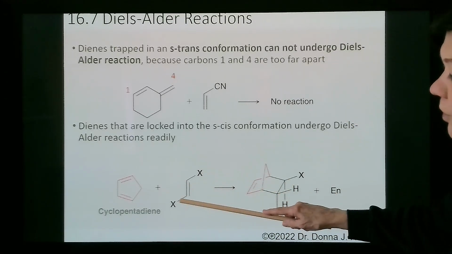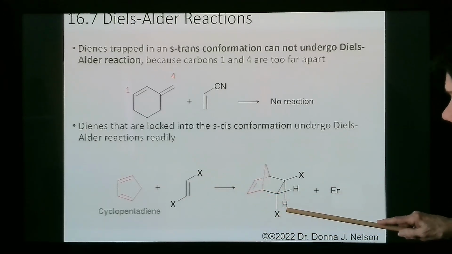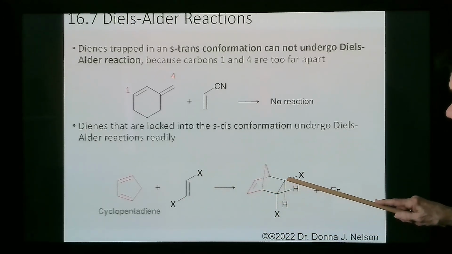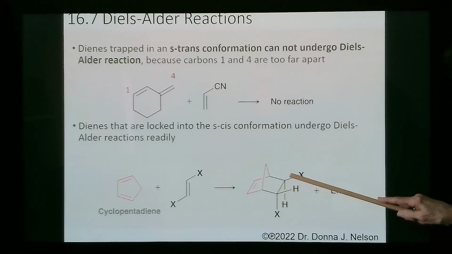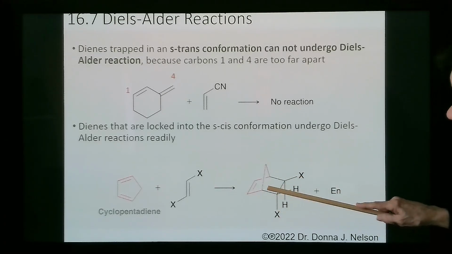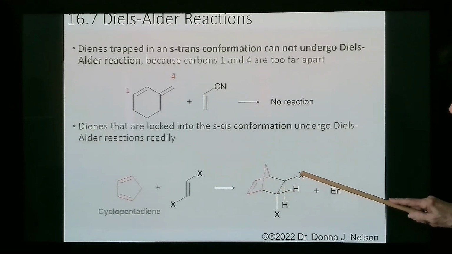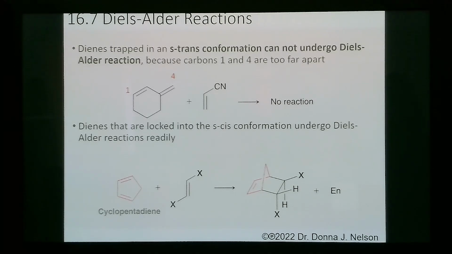And notice that this was a trans double bond, and now you have a trans relationship between the two substituents. One X is on one side of the ring in the product, the other X is on the other side of the ring in the product. So this is indeed stereospecific, as mentioned earlier.